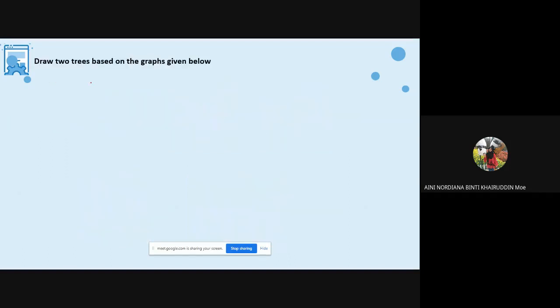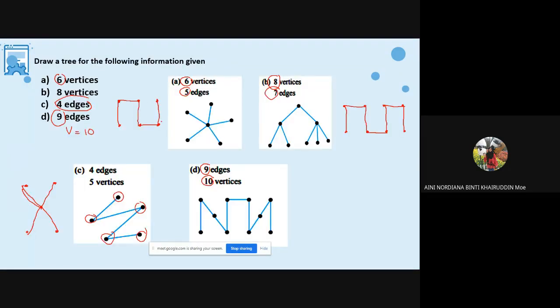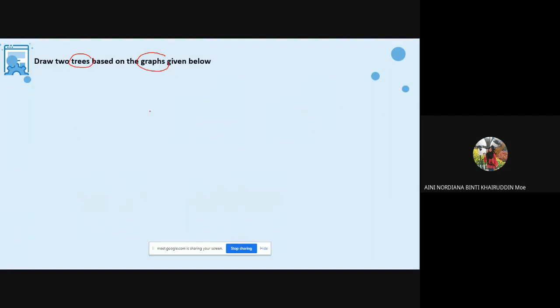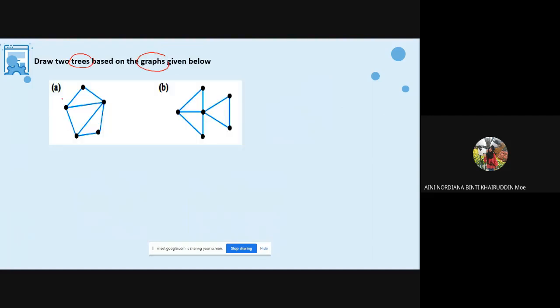Draw two trees based on the graph given below. Ini pun salah satu soalan yang dia boleh tanya. Dia bagi graph. Dia suruh you draw trees based on the graph. So soalan ni sebenarnya senang sikit daripada tadi. Tadi tu you kena fikir vertex tu nak susun macam mana, kan? Tapi untuk soalan ni dia dah bagi siap-siap graf. So daripada graf ni, contoh A ni, dia nak you lukis 2 trees.